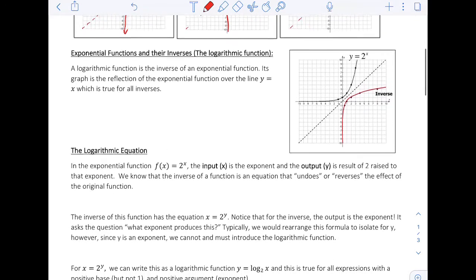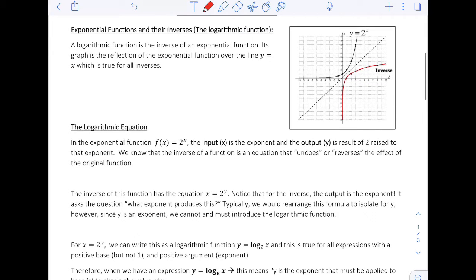So, first part just goes through what I said. A logarithm function is the inverse of an exponential function. Its graph is a reflection of the exponential function over the line y is equal to x, which is true for all inverses that we learned in grade 11. We see that over there on the right side.